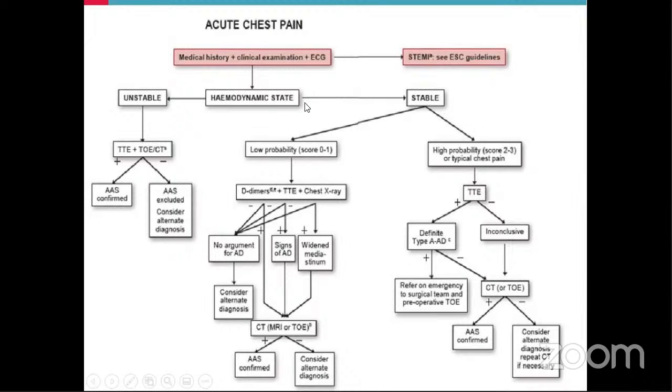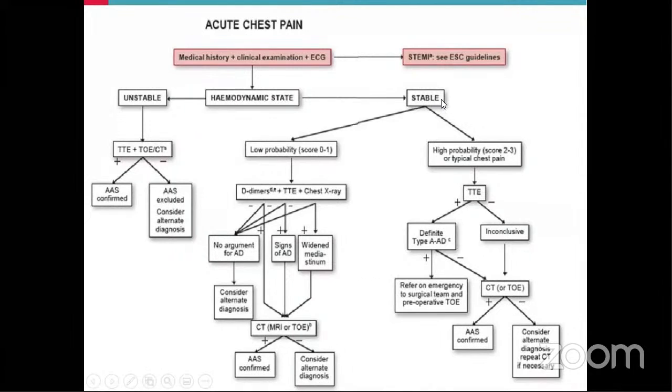If the hemodynamics of the patient is stable, you will go through the pretest probability. If you have a low pretest probability, you want to exclude the situation, perform the D-dimer, the echo, and the chest X-ray. If it's negative, exclude the diagnosis. If it's positive, you need to perform an imaging: the CT if he's unstable, the MRI if he's stable, the TEE as an alternative. Either you confirm the diagnosis or you move to another diagnosis.